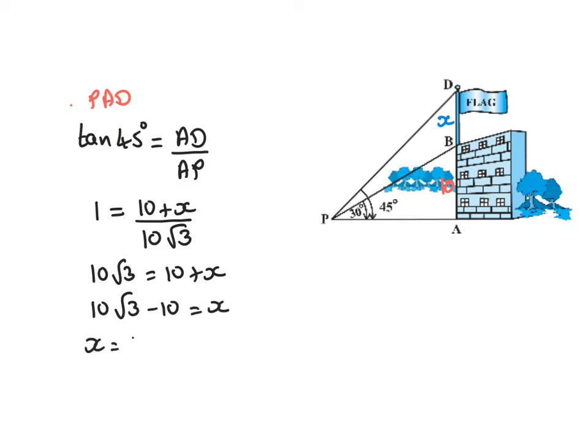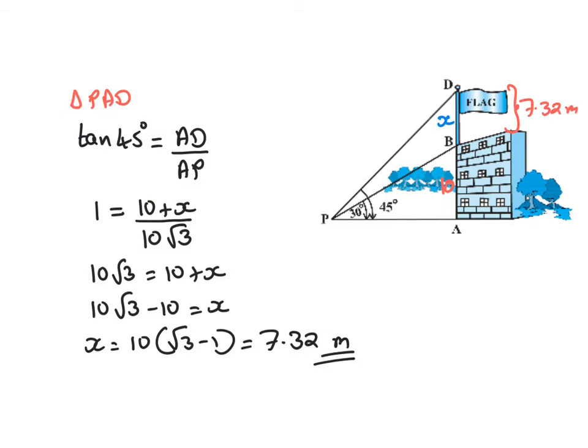So X is going to be equal to 10, taking the 10 as a common factor out, root 3 minus 1. Simplify it, you get 7.32. So the height of the flag is 7.32 meters. So we can just mark it here. This height is 7.32 meters. Great, we found out the height of the flag. We also found out the distance of the point P from the foot of the building. In both these cases, we used tan. Great. Let's try another problem.